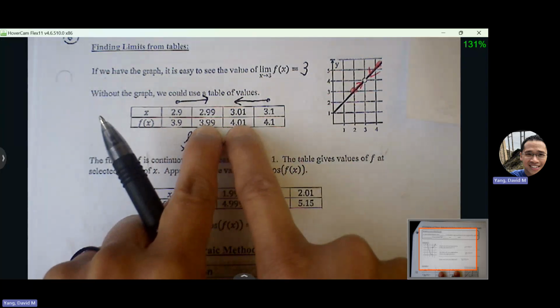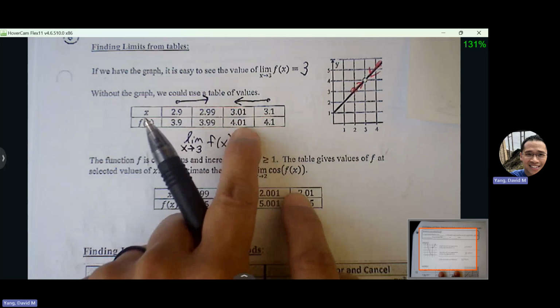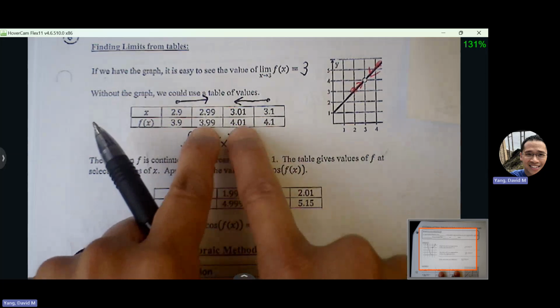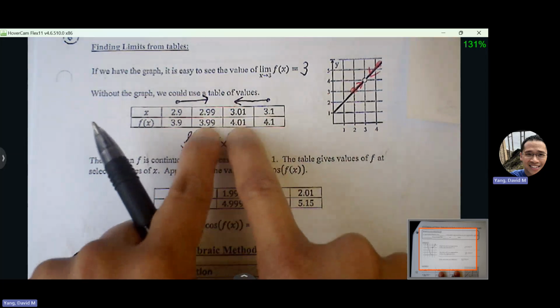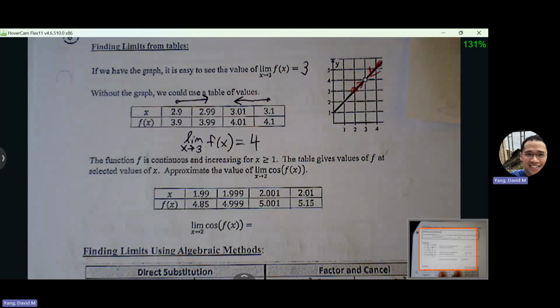Now, if these decimals are not consistent, let's say this 3.99 and this is like 6.0001, then you would say the limit doesn't exist, because we do need to see a consistent movement of the y values getting closer towards a specific number.